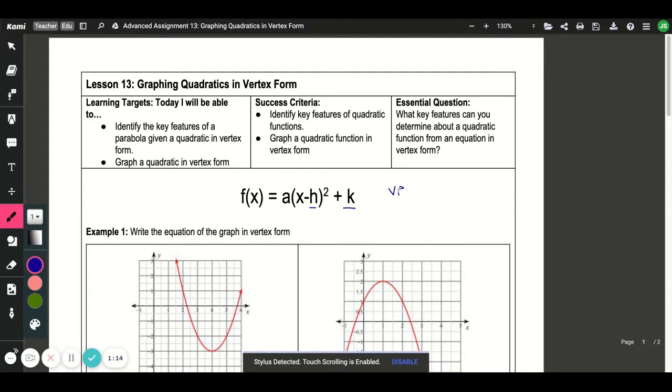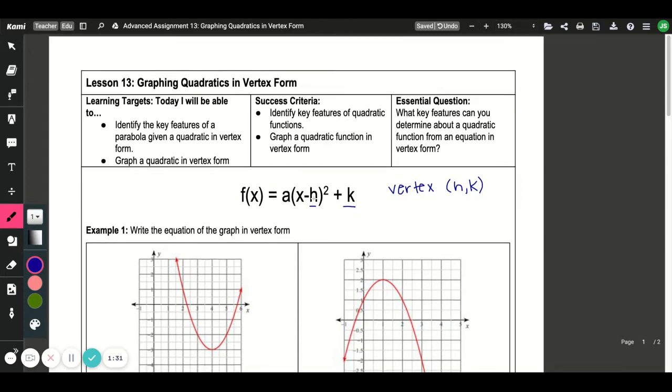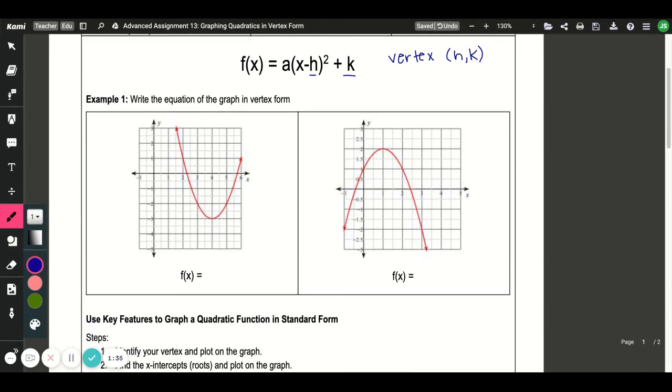So the vertex, remember, is at the point (H, K). And since in the general equation there is a negative in here, that means opposite. So K is the opposite of the sign in the parentheses. So that's kind of just a little reminder from earlier in the week.